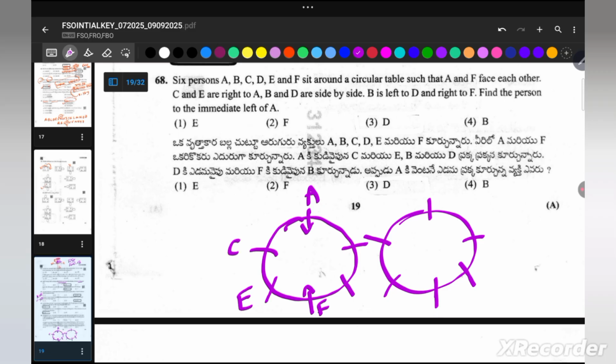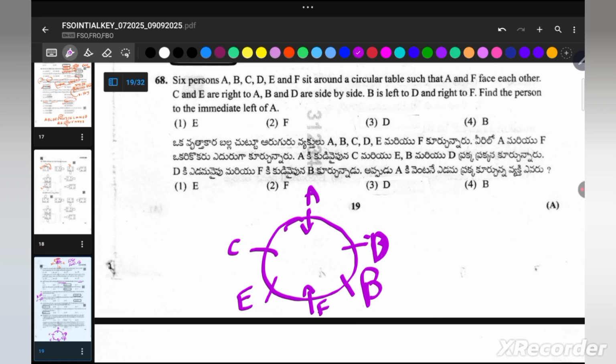B and D are side by side. Let us take B and D in this one. Let us take that, because those positions are available side by side. B is left to D. That means we need to make this one as this one. B is left to D, and right to F. That's the exact position. Find the person immediately to the left of A.